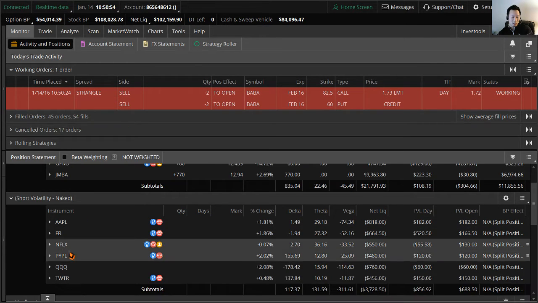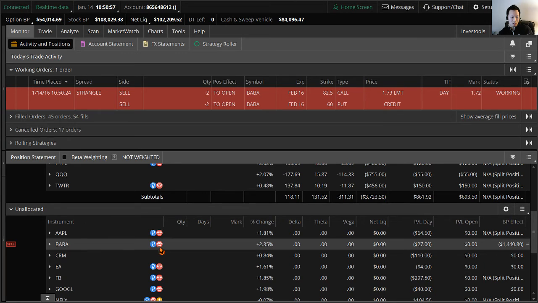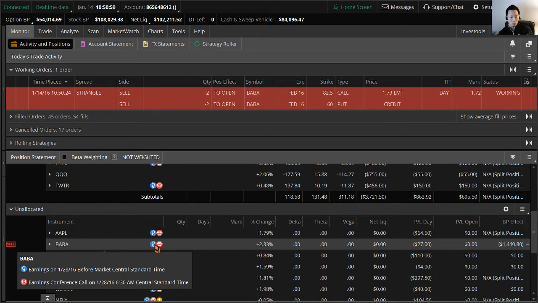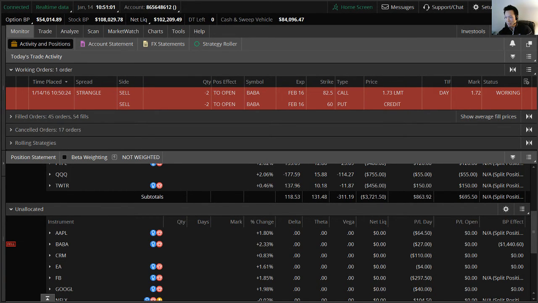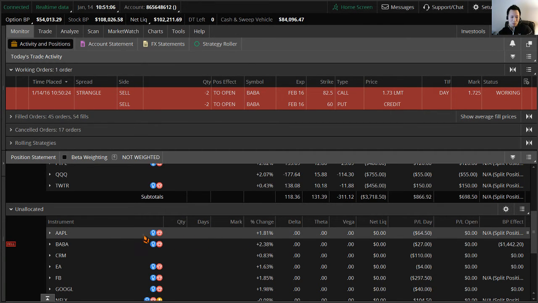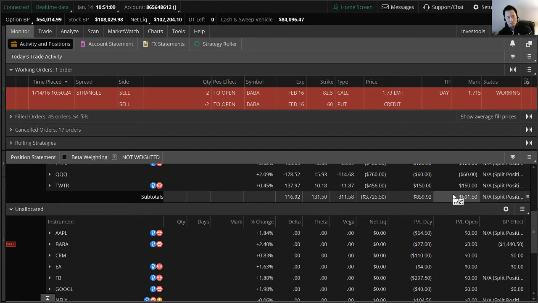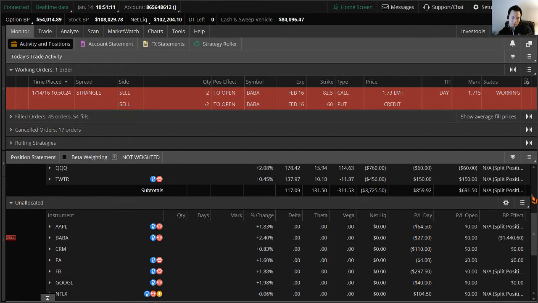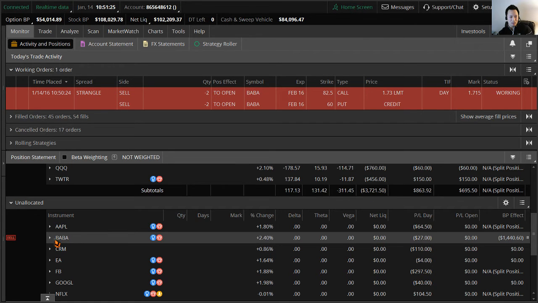BABA here has earnings on the 28th. That's 2 weeks from now. A short strangle is a viable strategy through earnings, but you have to reevaluate the trade on the day of earnings, because the stock could have moved by then. So here's the thing about the time prior to earnings.